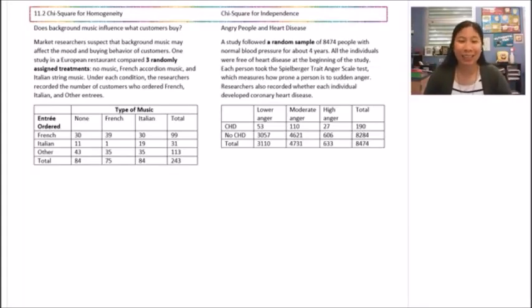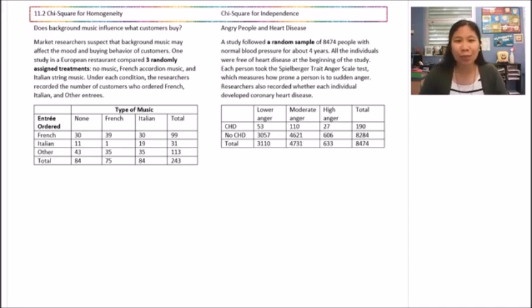Today we talk about the chi-square test for homogeneity and for independence. There are actually two that we're talking about today, but chi-square specifically for this section is when we're dealing with two-way tables. That's how you're going to know the difference between our last section, where we did the goodness of fit test, and this one, where we're dealing with two-way tables.